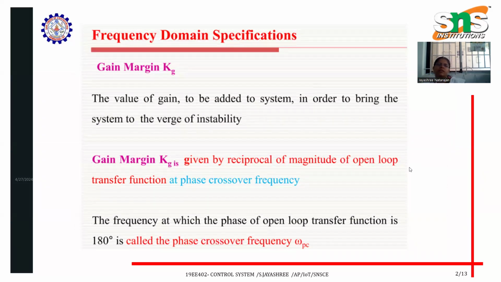So what is my gain margin KG? The value of gain to be added to a system in order to bring the system to the verge of instability. So if this margin is added, after that margin the system becomes unstable. So gain margin KG is given by the reciprocal of the magnitude of the open loop transfer function at the phase crossover frequency. That is 1 divided by modulus of G of j omega. So after that margin, the system becomes unstable.